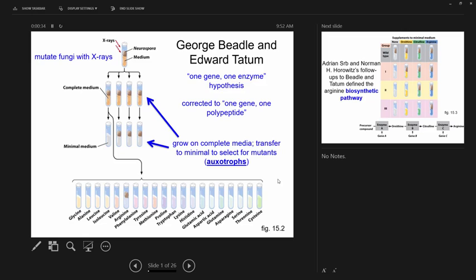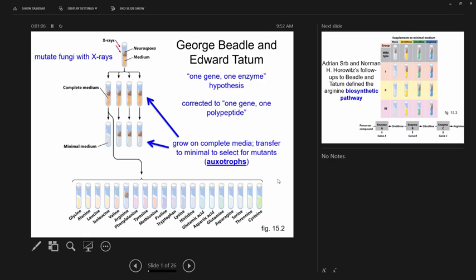So George Beadle and Ed Tatum were working with a kind of fungus called Neurospora. You've probably all experienced this when you go into the cabinet and your bread's been in there a little bit too long and it's got that mold on it, because one of the species of bread mold is Neurospora crassa. And so they were doing what I do in my research lab, which is forward genetics.